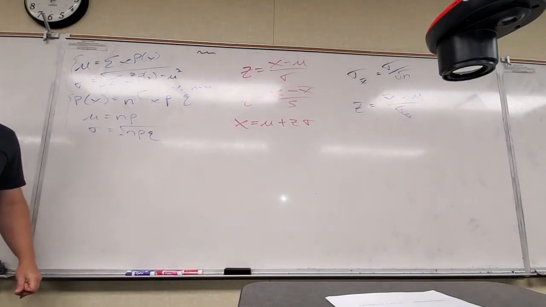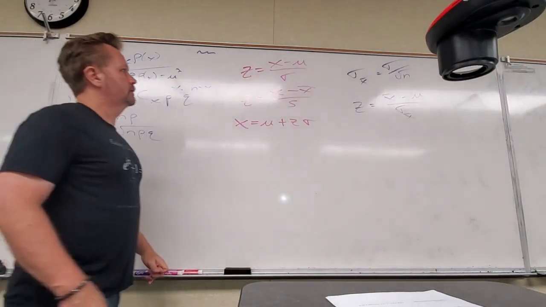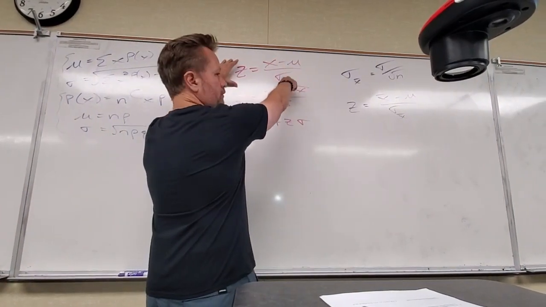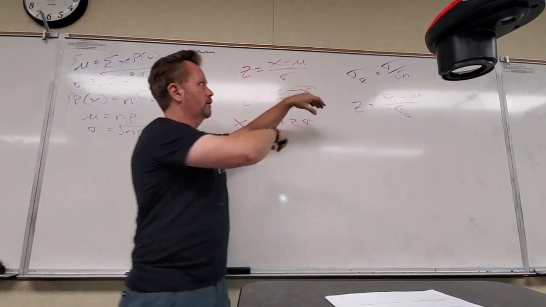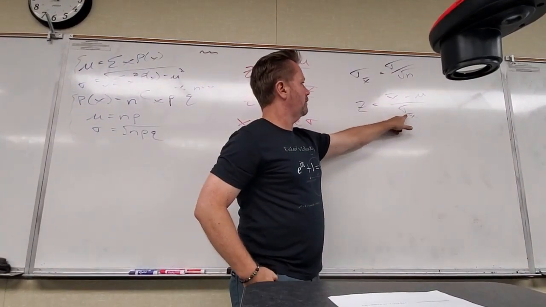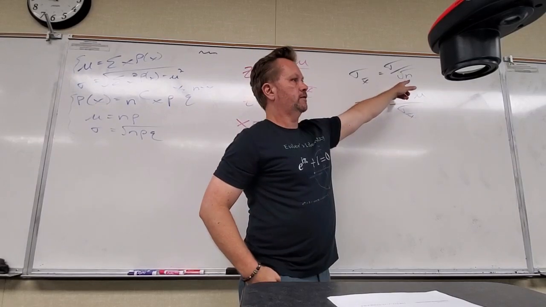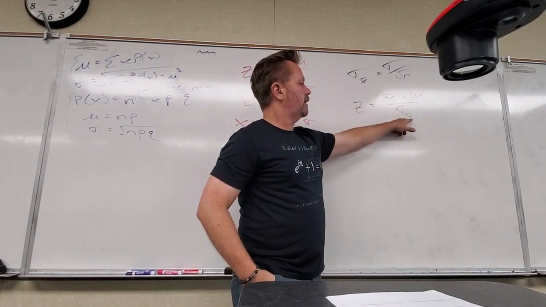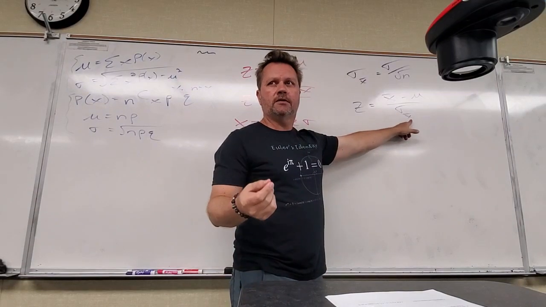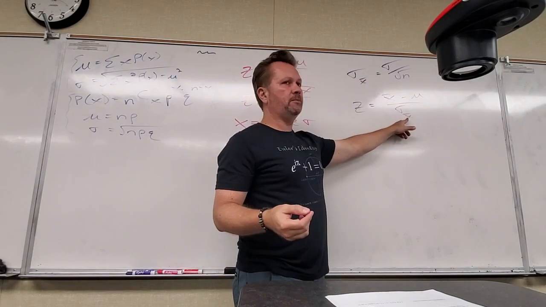So the top one is groups and the bottom is for individuals. This is for individuals. This is for groups. So how do I create this? By doing this. By the way, you all cool with the fact that this is sigma sub x bar? This is a subscript. So it just means a specific type of standard deviation.